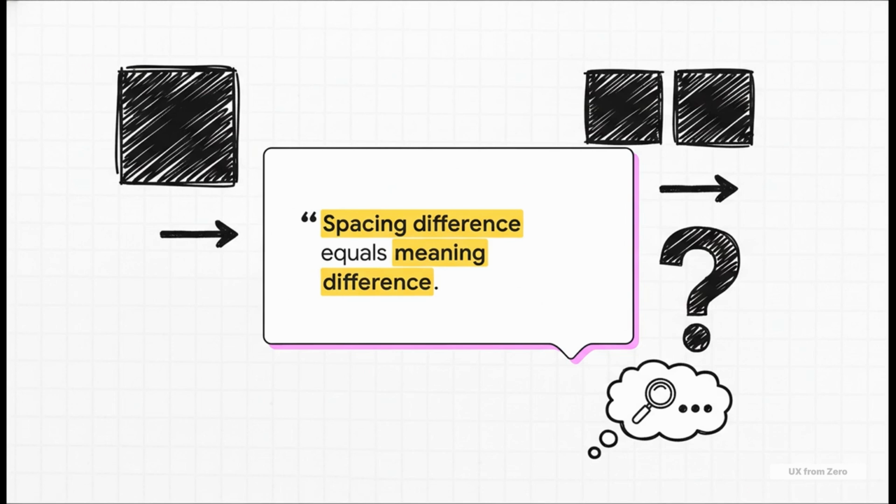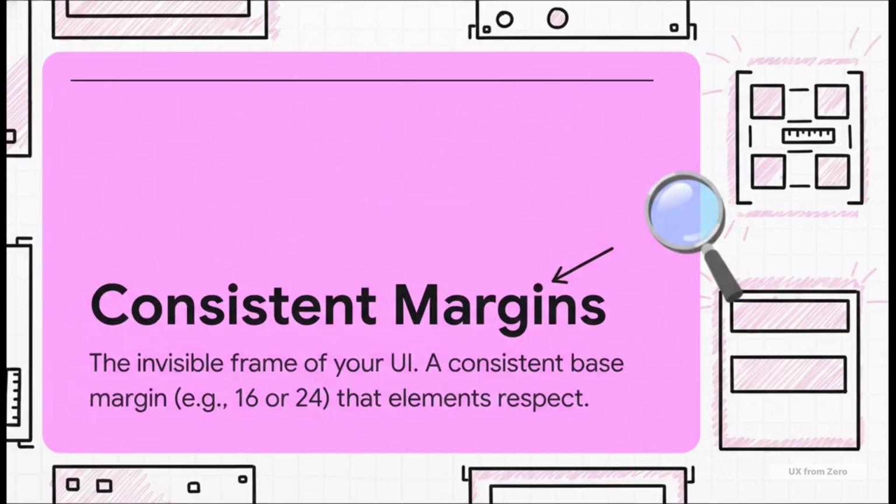It's almost like a math formula. Spacing differences equals meaning differences. The moment you change the space between 2 things, you change how the user perceives their relationship. Now, there's a specific type of spacing that's so important it gets its own rule: margins.